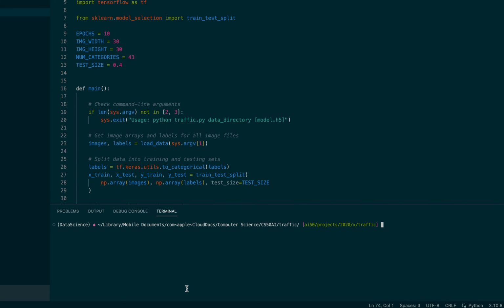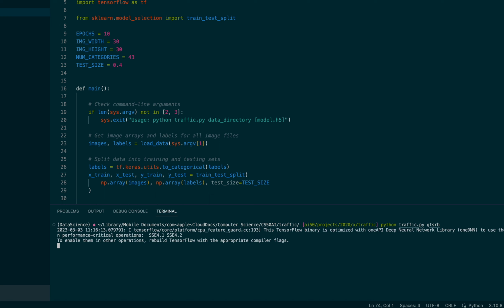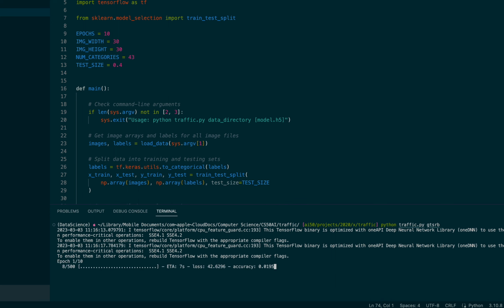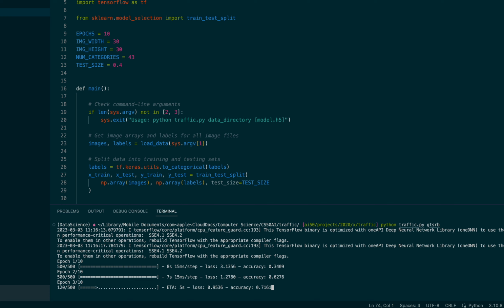Now I will run it here. All right. Let's see. It will run through 10 epochs, and I will be checking the accuracy. Alright, it started with a 34% accuracy and a loss of 3. The loss is decreasing and the accuracy is increasing.